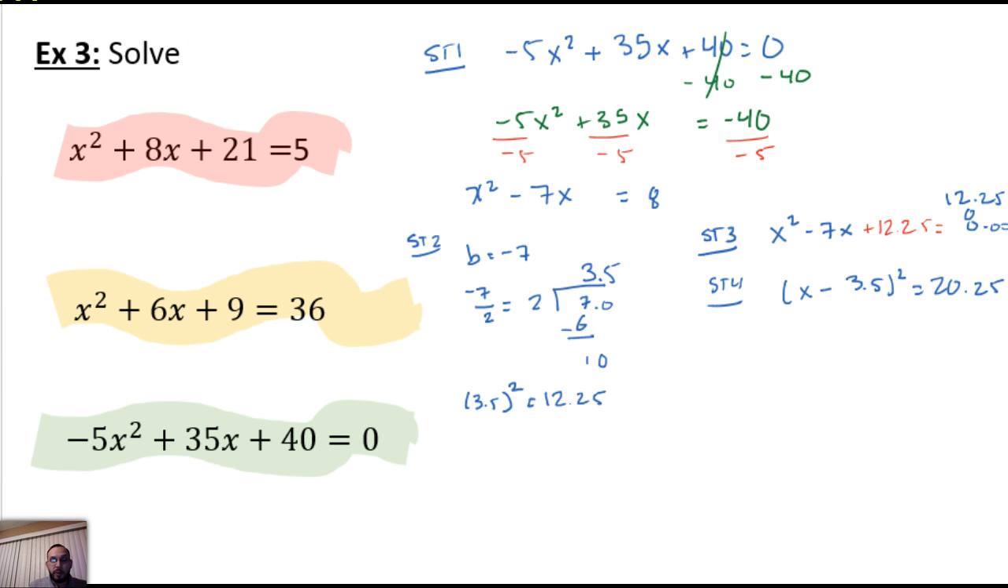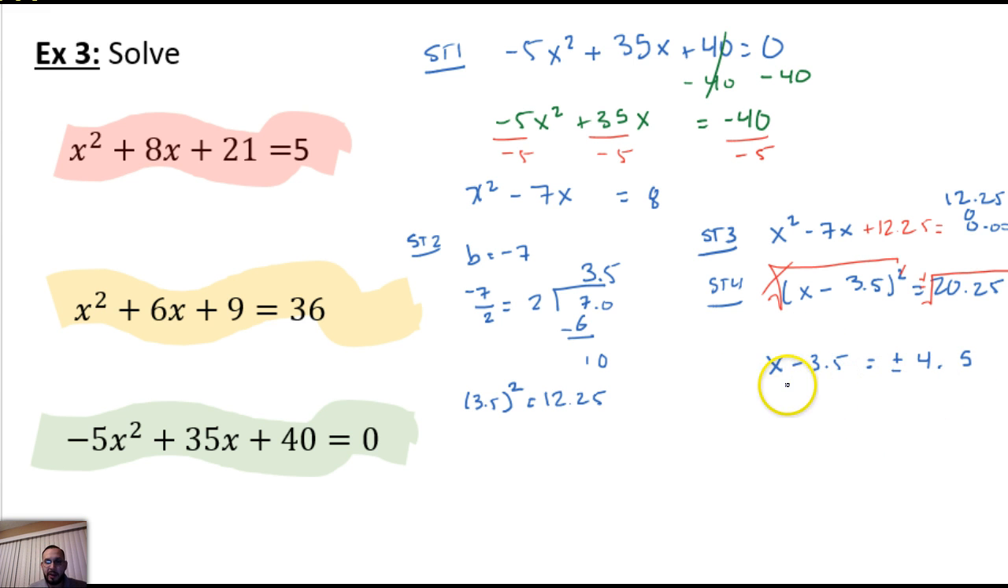At this point, we do our square root method. So we begin to solve, which is our last step. This goes away. We get a plus or minus. We're left with x minus 3.5 is equal to, well, we can actually take the square root of that. The square root of that should be plus or minus 4.5, I believe. I'm just checking my notes.